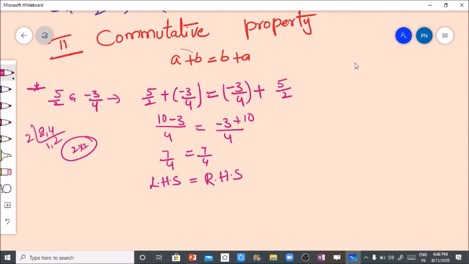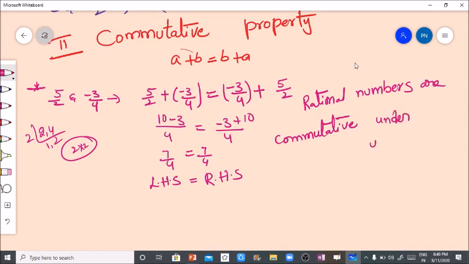So we can conclude that rational numbers are commutative under addition. Okay, children.